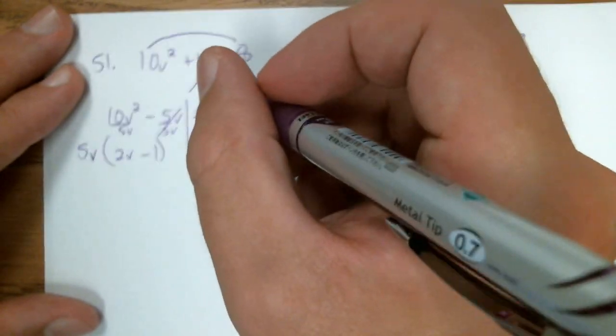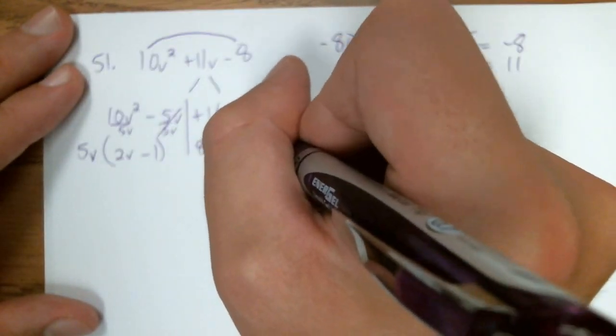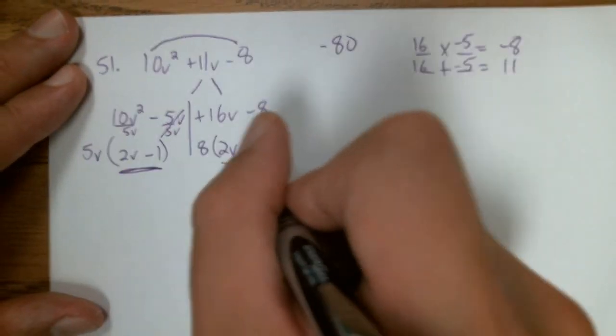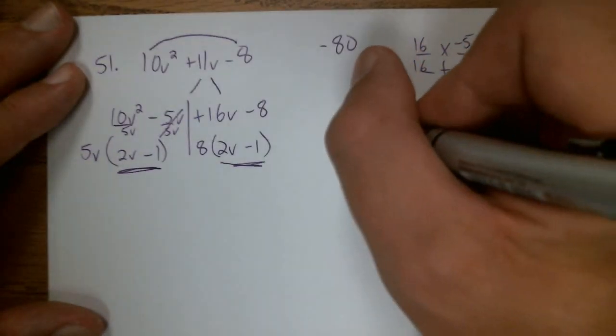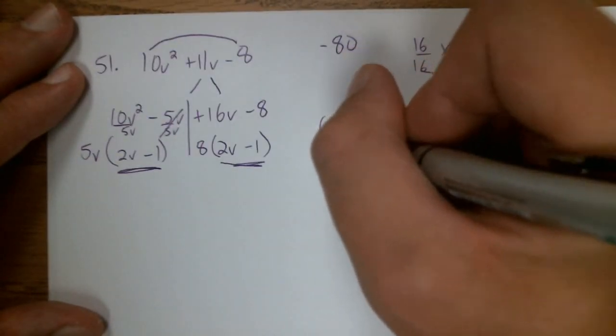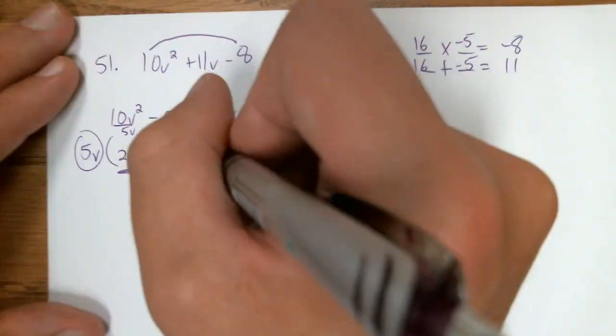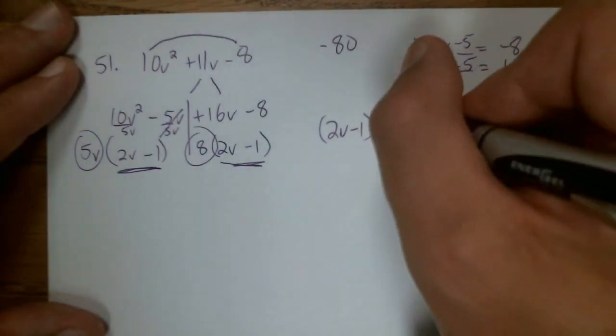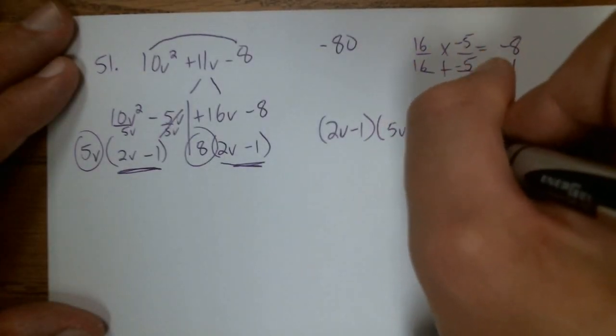And then that will leave me with, guess what? 2v minus 1. Okay, so that's good. They match. So my final answer is 2v minus 1, the matching set of parentheses, and then the other binomial is the stuff left over on the outside, which is 5v plus 8.